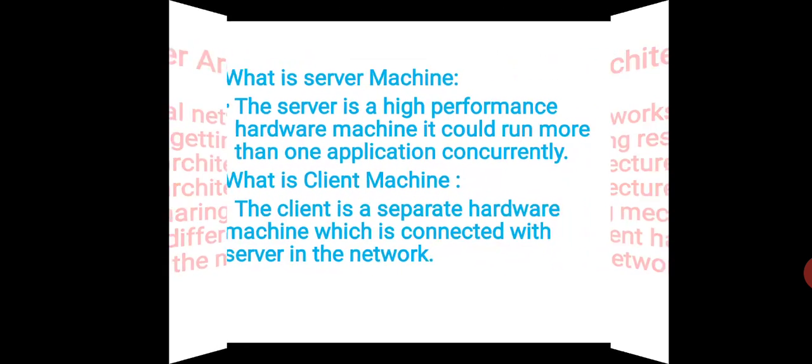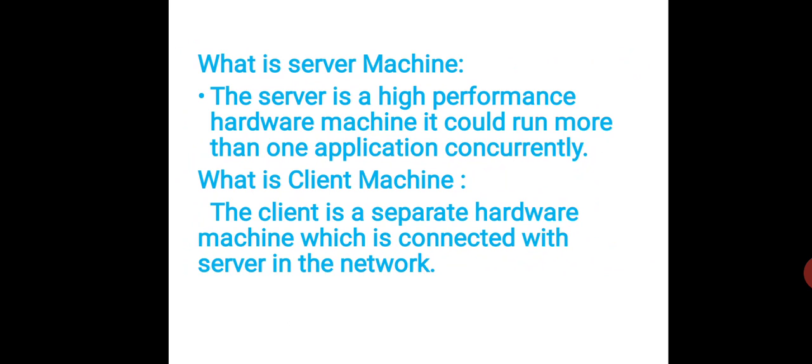Next we can see what is meant by client and what is meant by server. So what is a server machine? The server is a high performance hardware machine. It could run more than one application concurrently. I can give you one simple example for a server machine. In our school we have one server, right? You all know we have one server room, and there we have one server. The server is also a machine, that means a computer. In that server we will store all the data and all the databases.